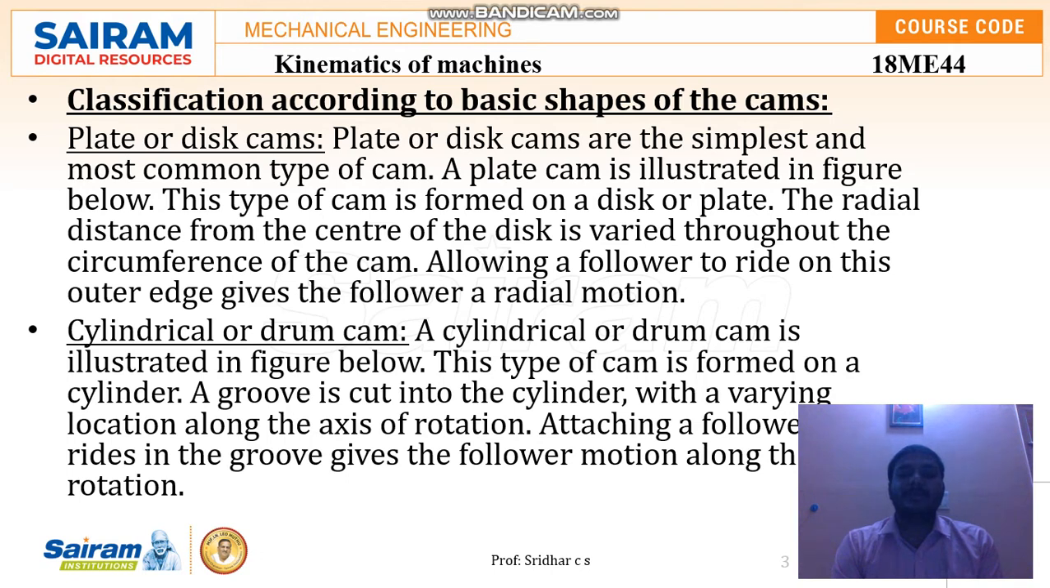This type of cam is formed on a disc or a plate, which is used to transmit the motion. The radial distance from the center of the disc is varied throughout the circumference of the cam, allowing a follower to ride on the outer edge, which gives the follower a radial motion. So we'll see along with the diagram.